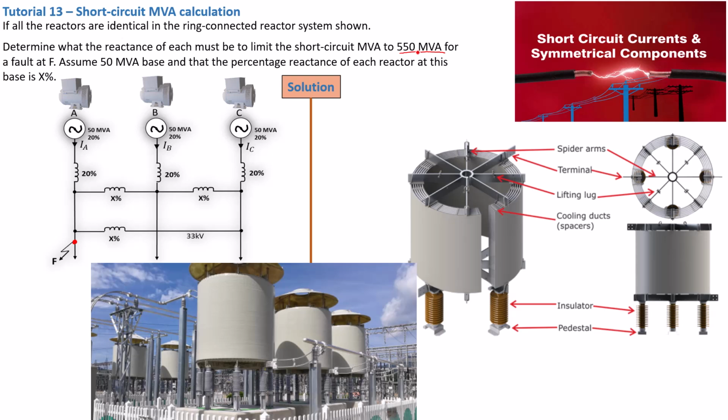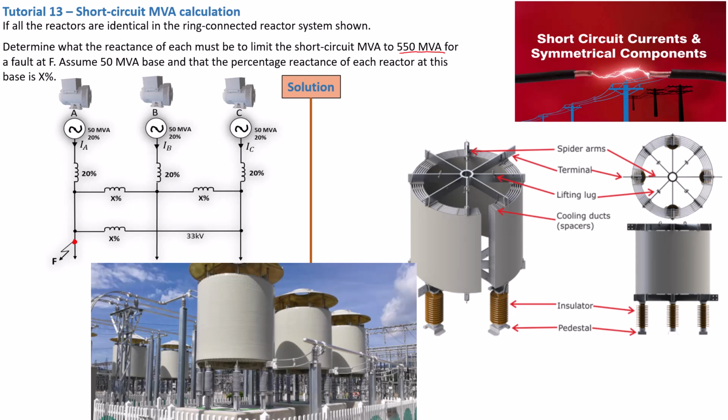To do that, obviously you need to convert this system into a per unit equivalent impedance diagram that will enable you to find the total fault impedance, because the point here is to find the total fault impedance leading to this fault location. Once you know that, you can find the short circuit current and you are assured to find the short circuit MVA. So how are we going to proceed?